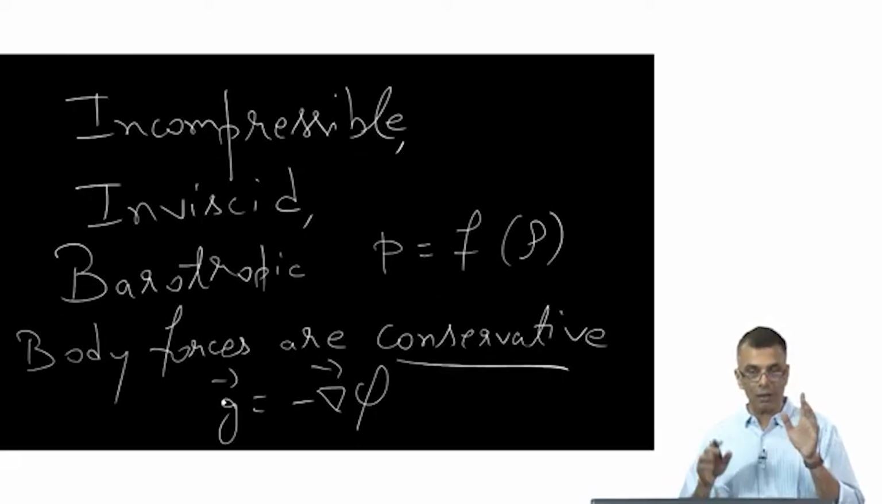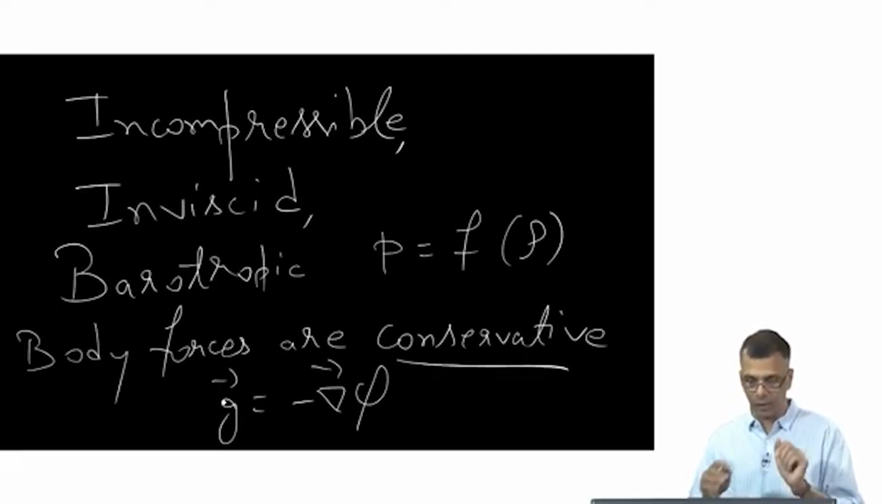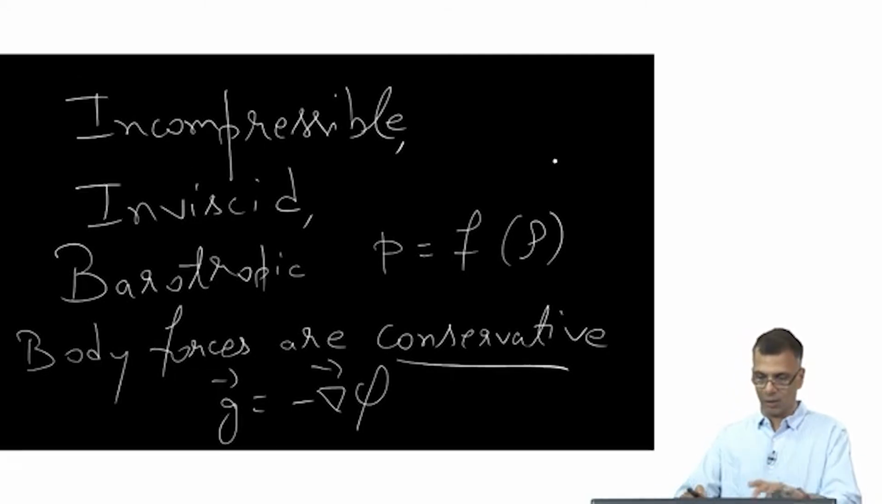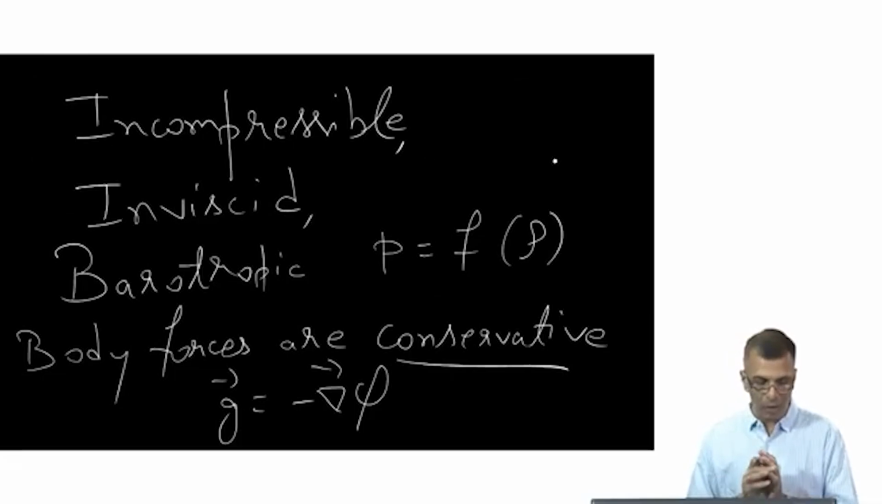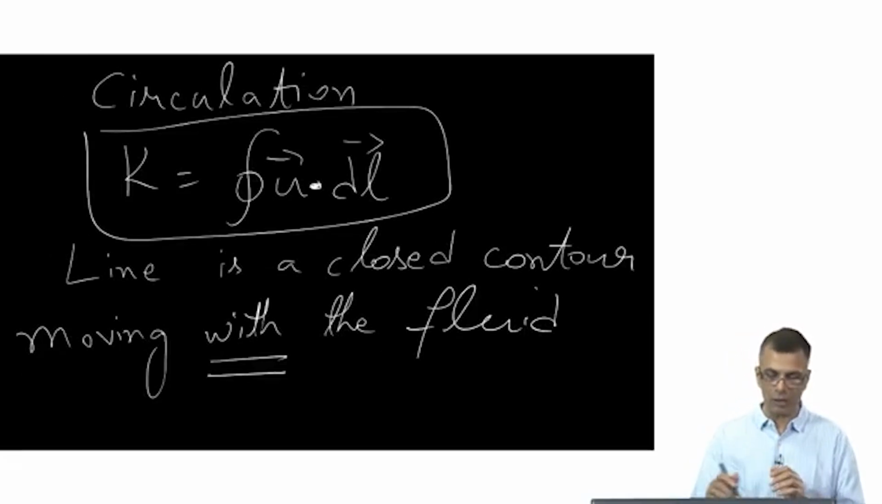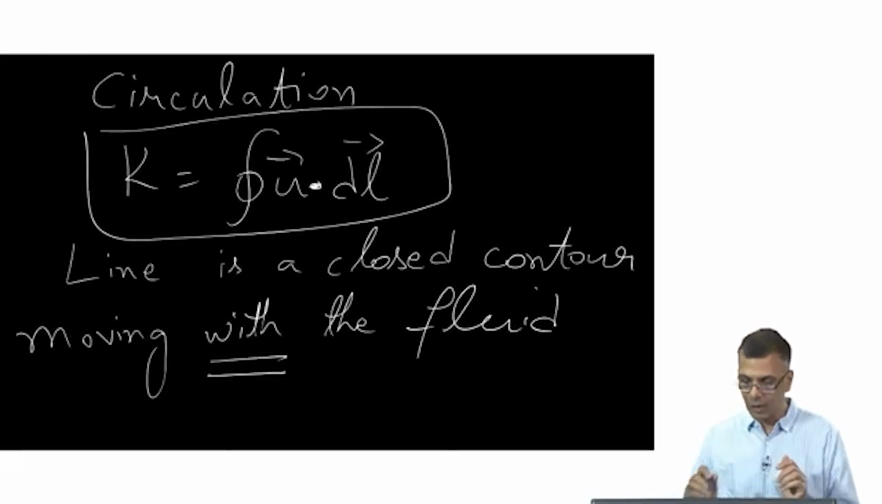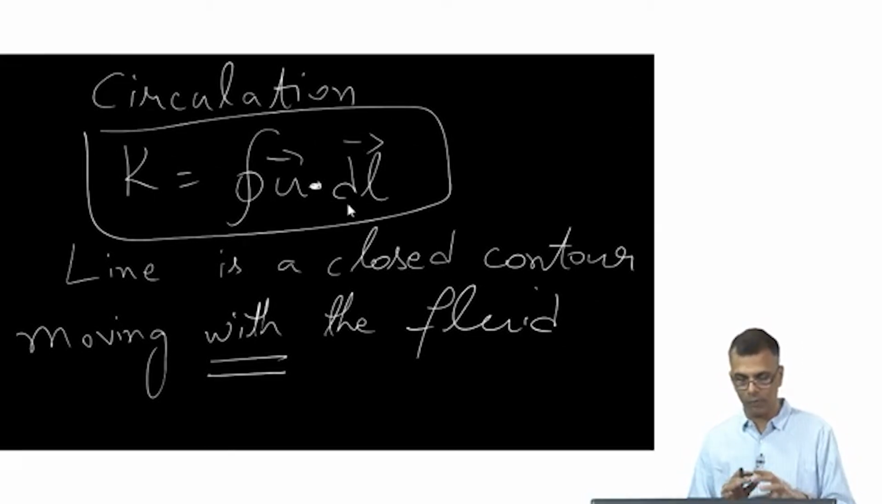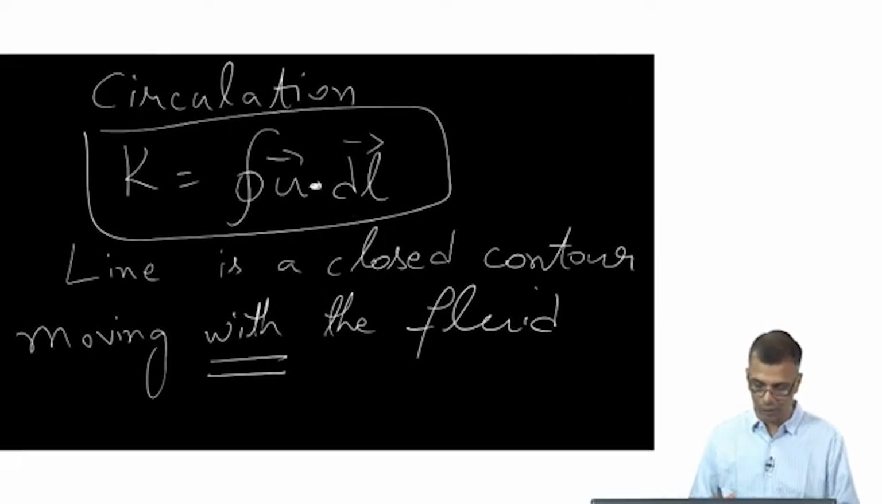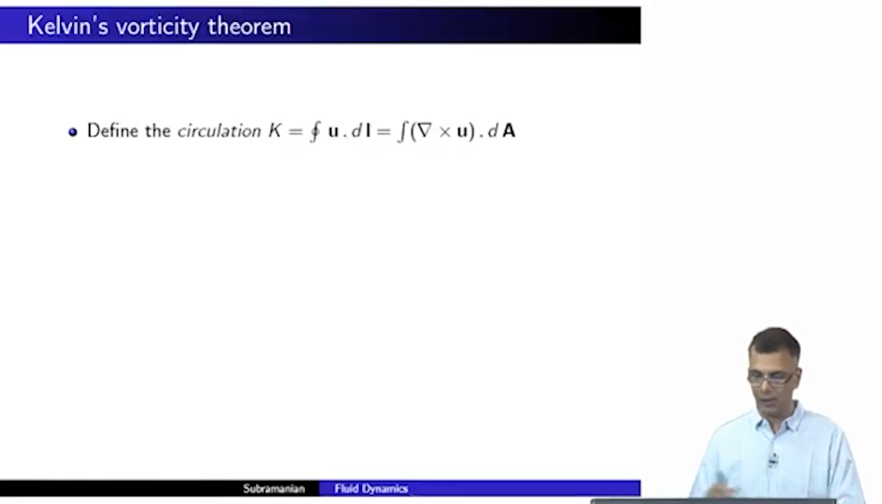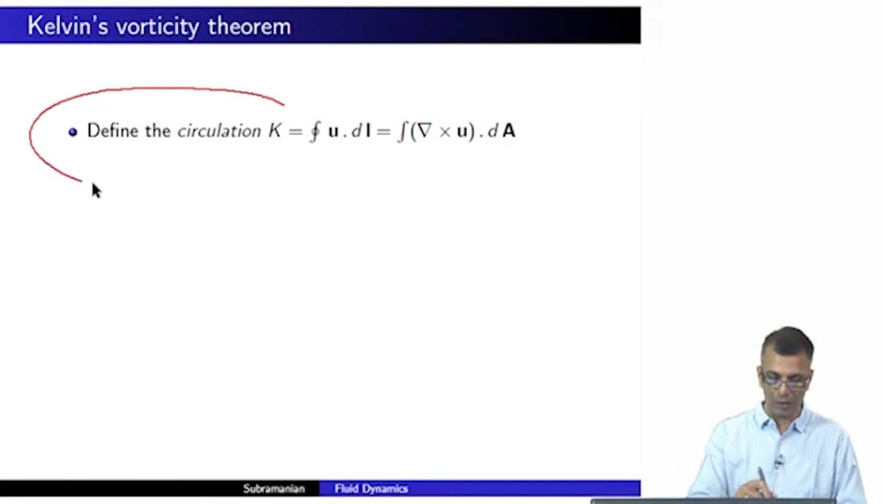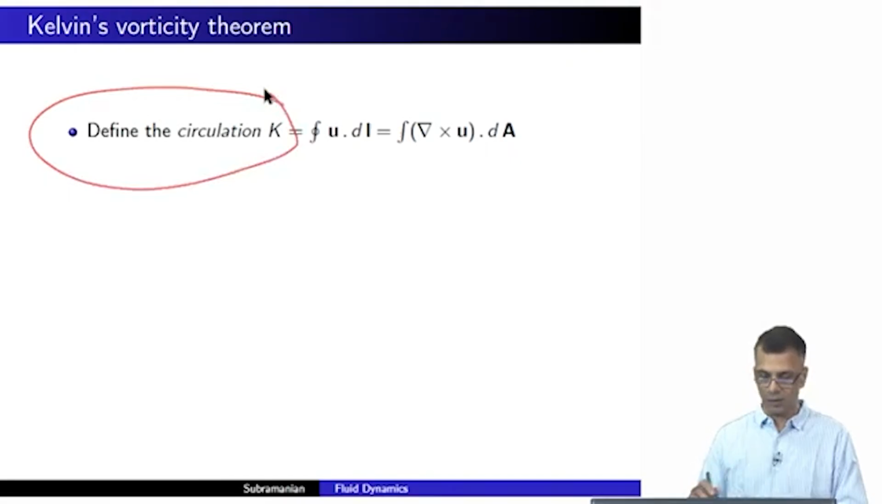At any rate, all of the discussion we are going to have right now takes all these restrictions into account, and the definition of circulation that we will be talking about is this, where dl is a closed contour that is moving with the fluid, in some sense frozen into the fluid. So, with those caveats, let us move ahead. This is the definition of the circulation that we just said. The circulation K is this.